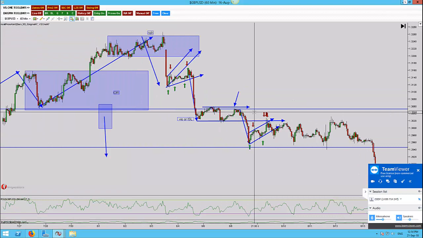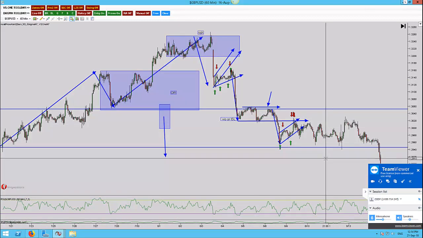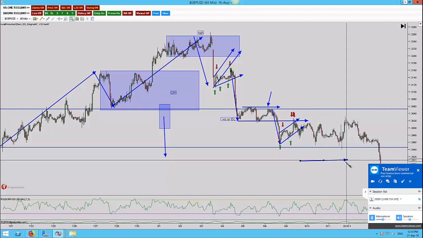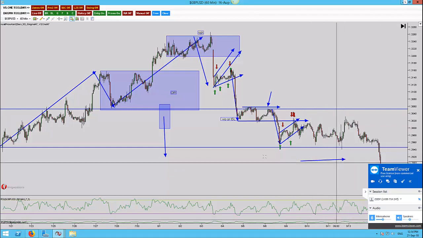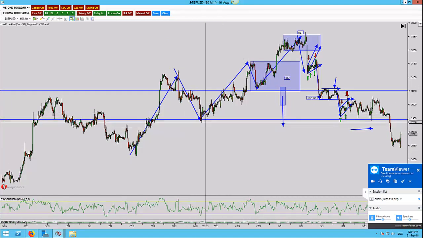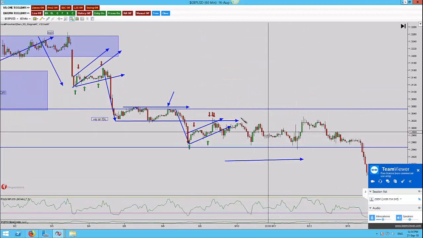Now the question you then have to ask yourself is, would you have played for an extension? Would you have played for extended targets maybe down here? The answer to the question, to me, is no, because I would not. The market has not told me that we would have broken below this level. And look what happened.